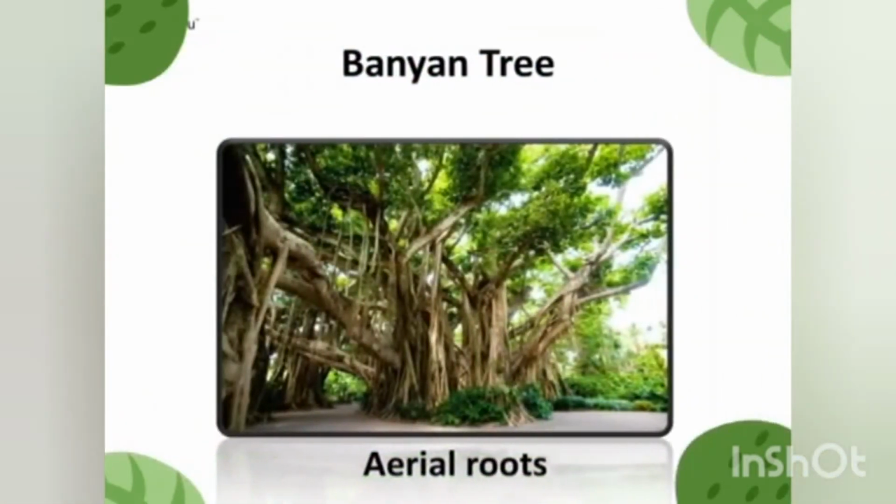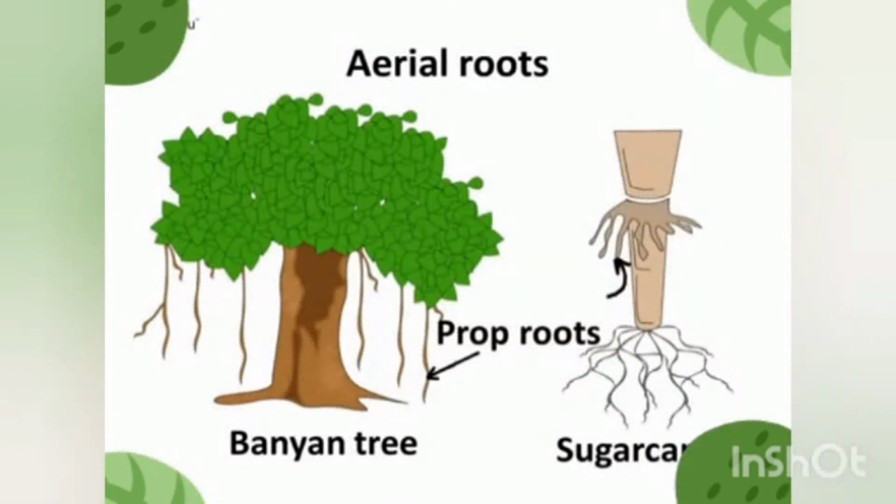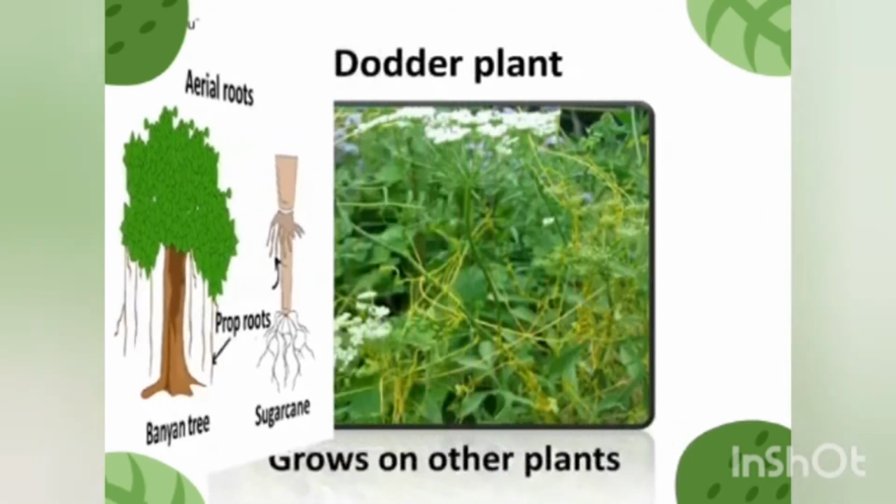In some plants, few roots come out of the parts of the stem to perform special function. These are called aerial roots. Aerial roots grow above the ground. Look here, these are the roots coming down from the branches of the banyan tree. As these roots reach ground, they also give support to the huge banyan tree. These are called prop roots. The prop roots can also be seen in the bamboo, sugarcane, etc.